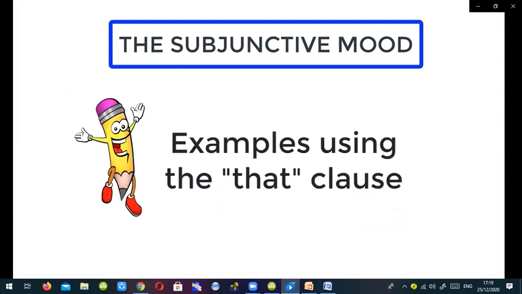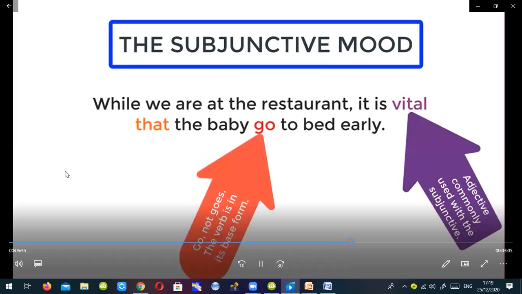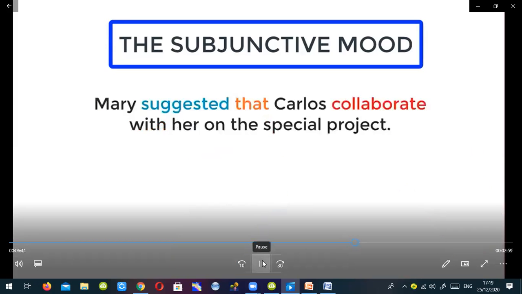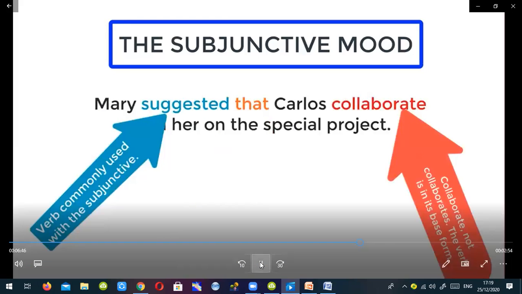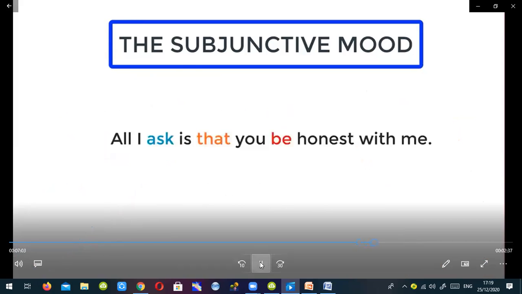Now let's go on to look at some example sentences of the subjunctive using the that clause. While we're at the restaurant, it is vital that the baby go to bed early. You can see here: Mary suggested that Carlos collaborate with her on the special project. The subjunctive mood of the verb to be is be in the present tense and were in the past tense, regardless of what the subject is, like in these examples.